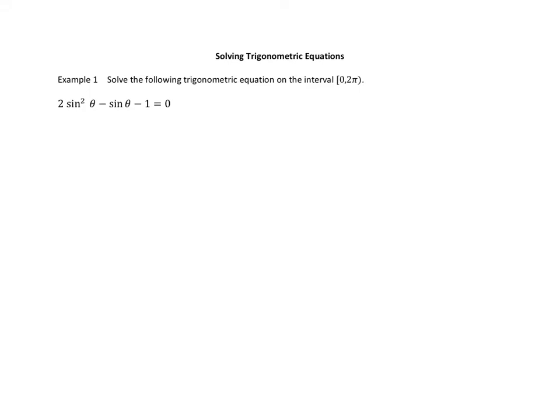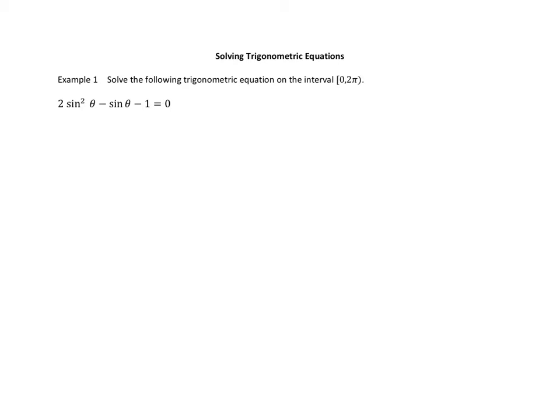In this lesson, we will solve trigonometric equations and look for solutions on the interval from 0 to 2 pi. Let's start with this one here. 2 sine squared theta minus sine theta minus 1 is equal to 0. If you examine this equation, it almost resembles a quadratic. You have something squared, a linear term, and then a constant.